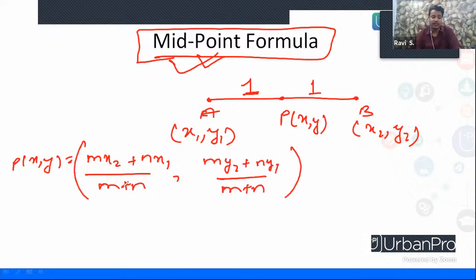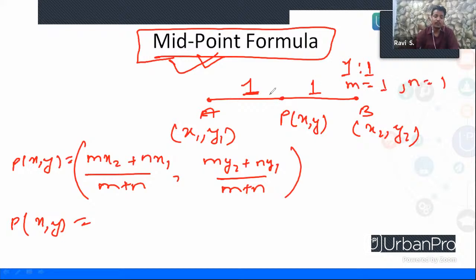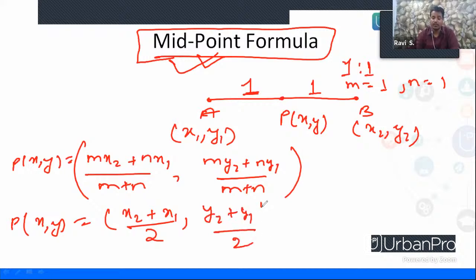So just use the formula and let's put in the values for m and n. What is the value of n, guys? Here the ratio is 1:1, so m is 1 and n is also 1. If you use these values, nothing will change on the top, it will remain x2 plus x1, but m plus n is 1 plus 1, which gives you 2. And again here y2 plus y1, similarly it will become 2. So this is just a part of the section formula.